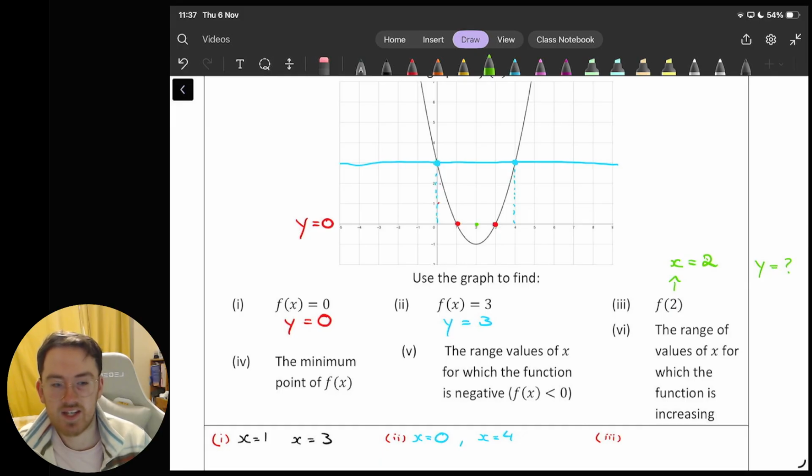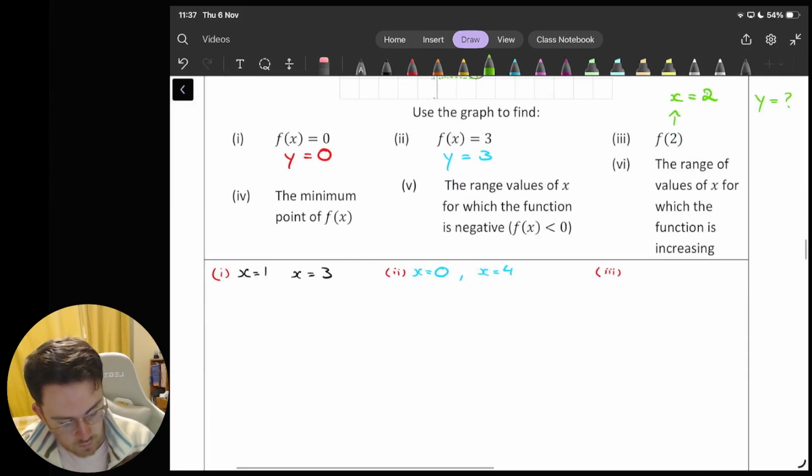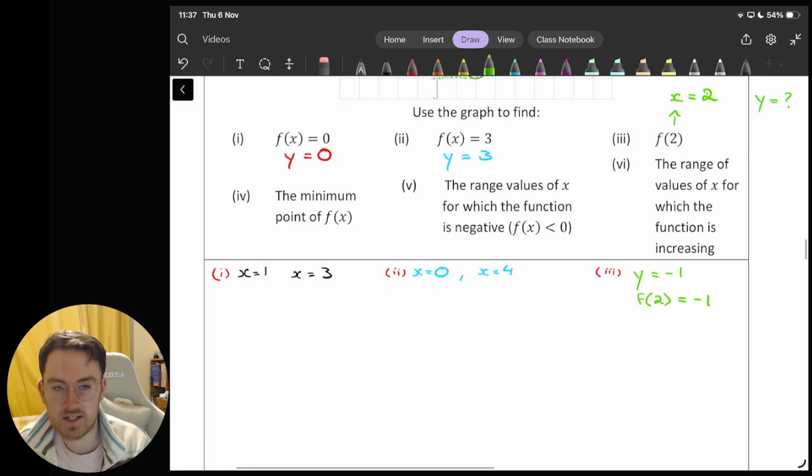Obviously, we need to give an answer here that's relevant to my graph. So I need to go to my graph. So I'm going to have to go downwards and across then to the y-axis, and we'll get -1. So y equals -1, or you could say f of 2 equals -1.